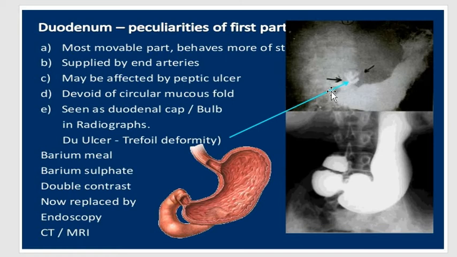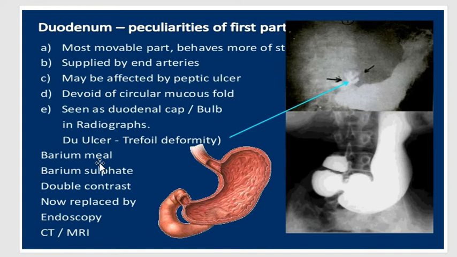And another important thing about the first part of duodenum is that when you take a radiogram, you will see the formation of a duodenal cap. One duodenal cap is seen. What is this duodenal cap? This is basically seen after giving a barium meal.